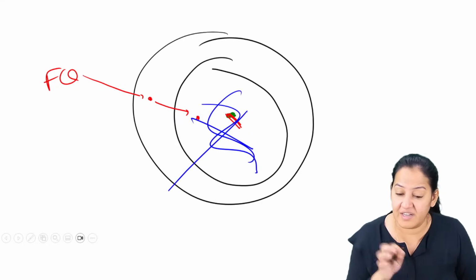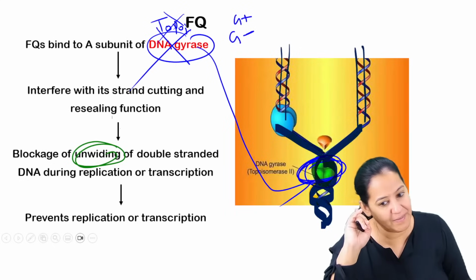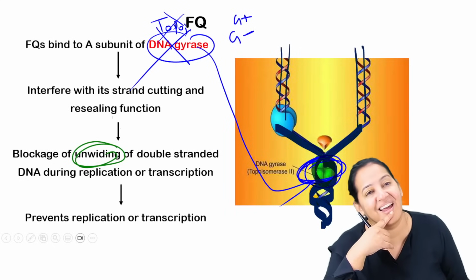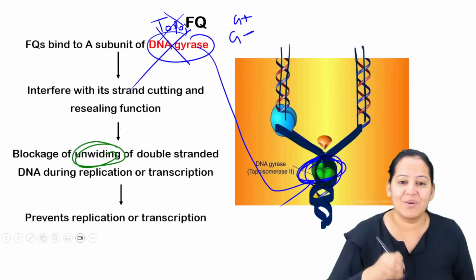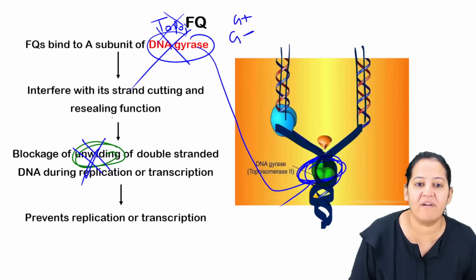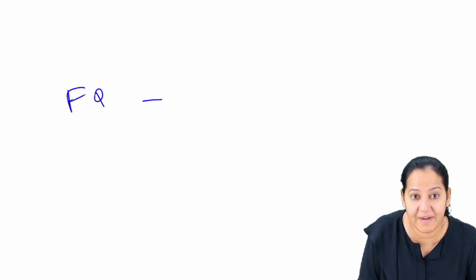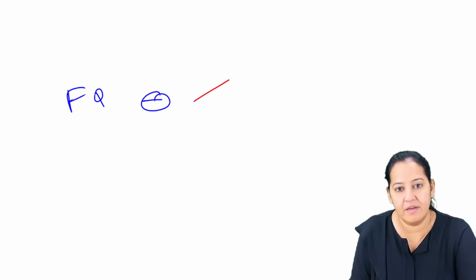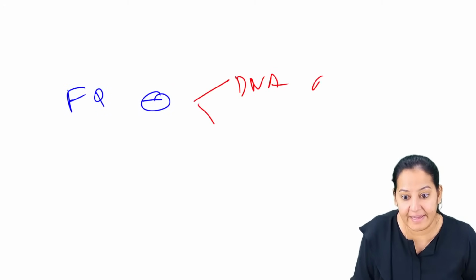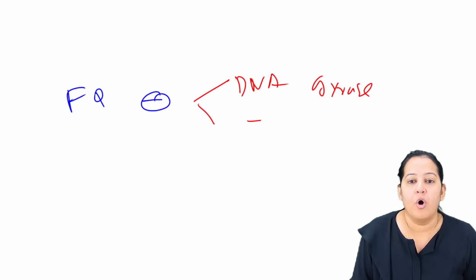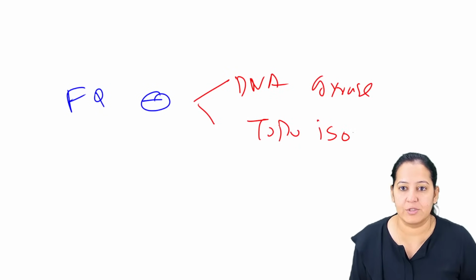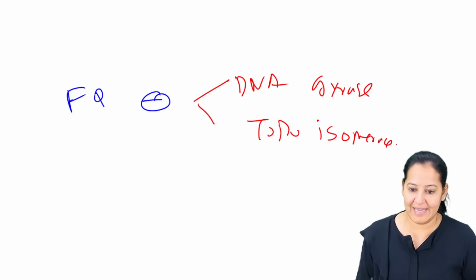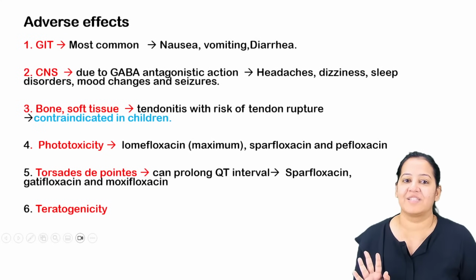DNA cannot be replicated. It is a direct inhibitor. It is not inhibiting indirectly by inhibiting folic acid, like sulfonamide, like trimethoprim. It is a direct inhibitor. Say yes. So it is inhibiting the unwinding. No unwinding, no replication. So basically, fluoroquinolones inhibit the enzyme, either DNA gyrase or topoisomerase, in gram negative and gram positive. Say yes if you got it. So please learn the mechanism of action.